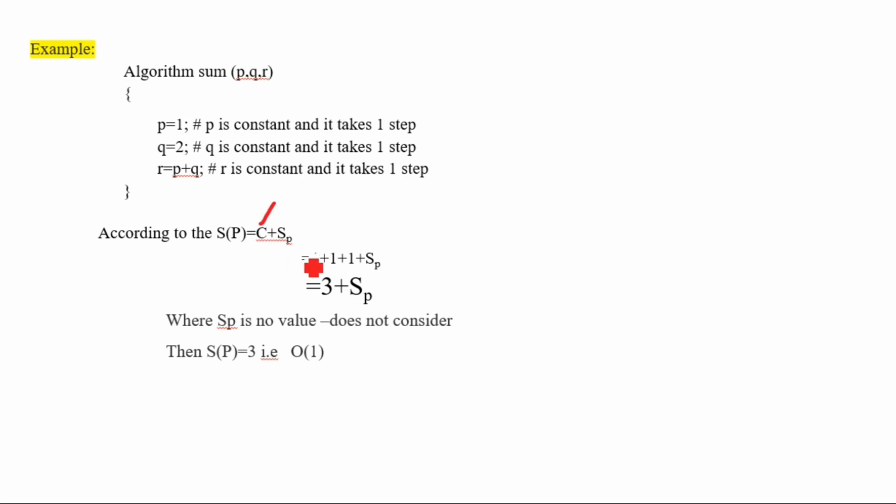We are using all constants, so as mentioned above it will be 1 + 1 + 1 + S_P. Total 3 + S_P, where S_P is 0. That's why we are not considering the S_P value. Now the space complexity of this program is 3, that is order of 1.